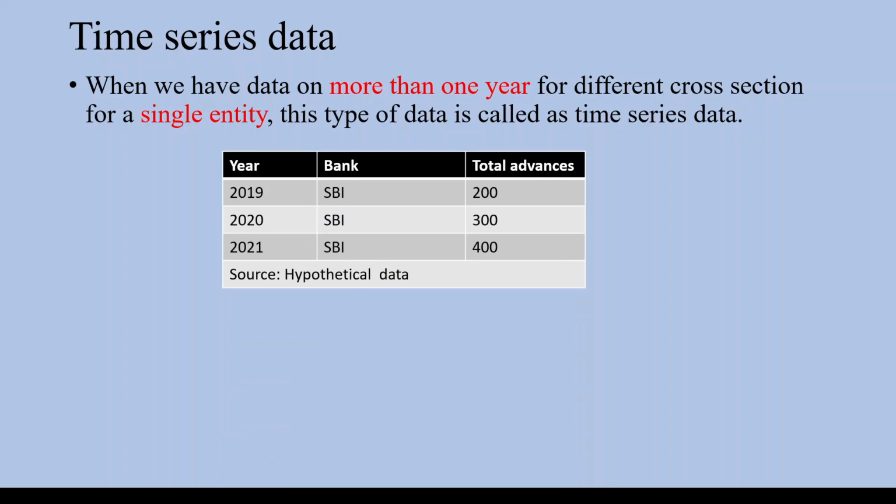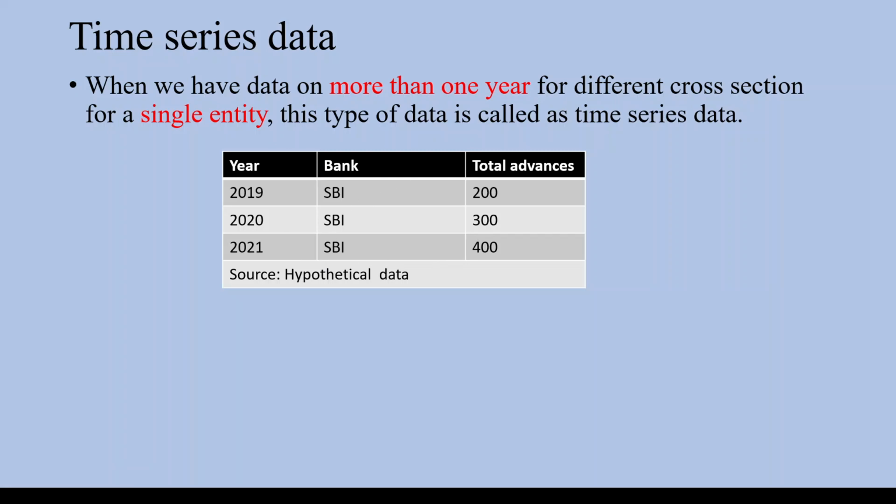So we have this example. We have data for different number of years: 2019, 20, 21 for SBI. We have a single entity, the same single entity, and we have data on total advances. So this is the time series data.